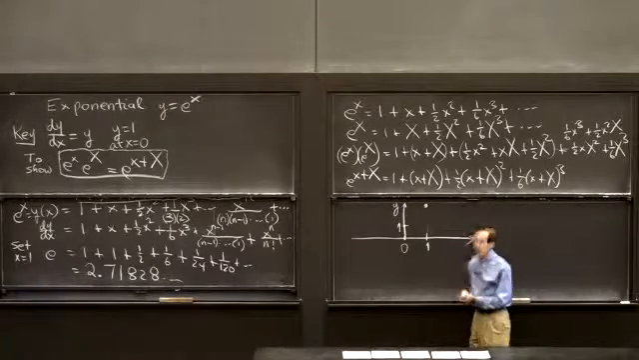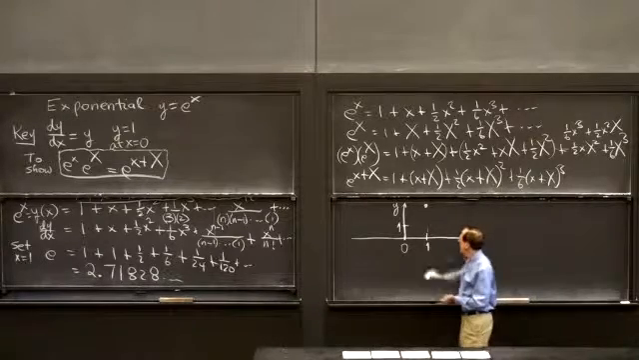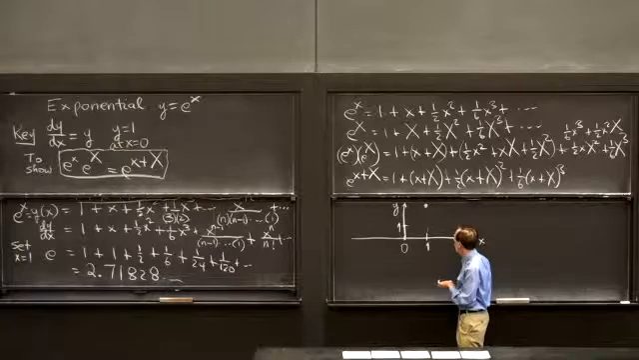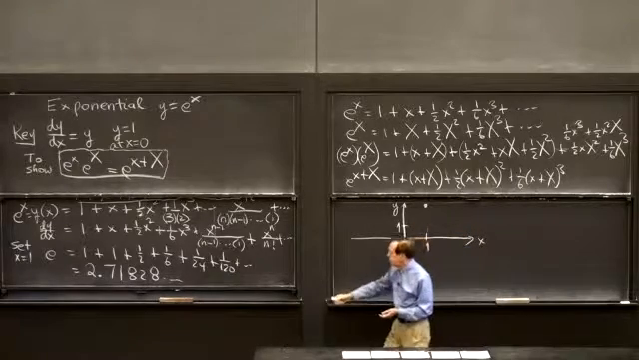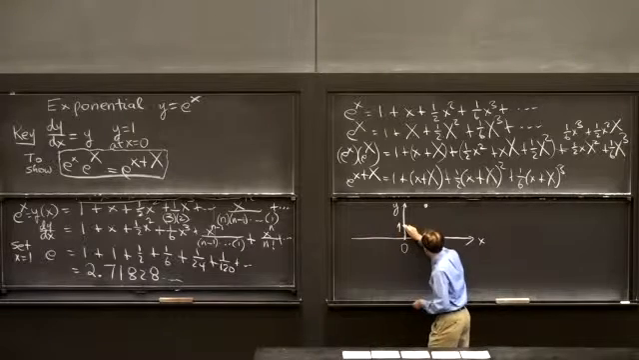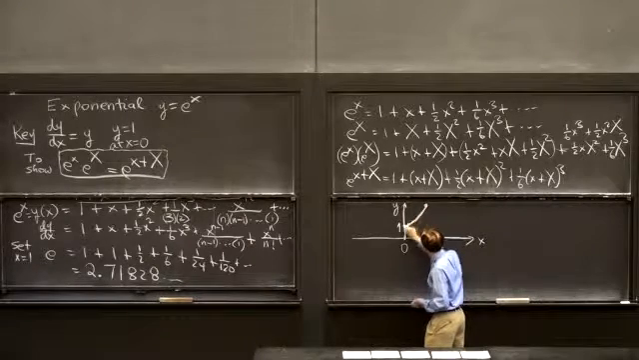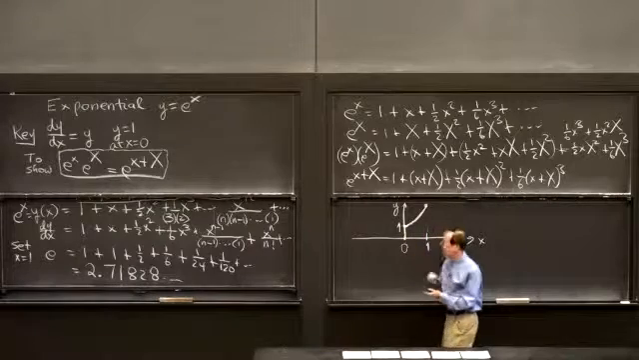That height is what? e. That height is e. Because when we said x equals 1 here, we got e. So it's climbing, climbing, climbing, and now what about on the other side? That had a slope of 1, so it was more like that. Now what about when x is negative?